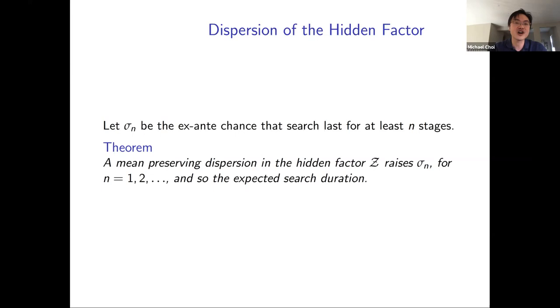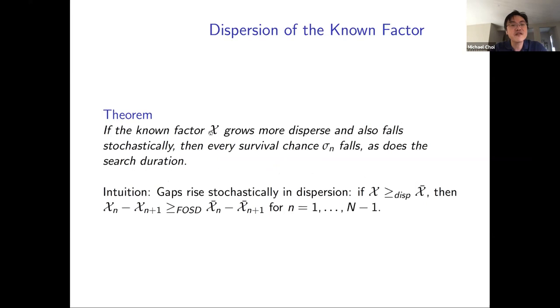It turns out that the dispersive order is also useful if you want to talk about the known factor. So not the hidden, the known factor. It turns out if the known factor gets more dispersed, every pair of order statistics will go further away from each other. So the distance between the first and second order, second and third order, and so on, they all go further apart. That means the problem becomes even more non-stationary. The options are going to drop faster over time as you search more and more. So if the known factor gets more dispersed, there's a clear economic force that search is going to be shorter. You stop earlier because the filter becomes worse and worse very quickly. So we have that result. If the known factor is more dispersed, then you stop earlier, so sigma falls.